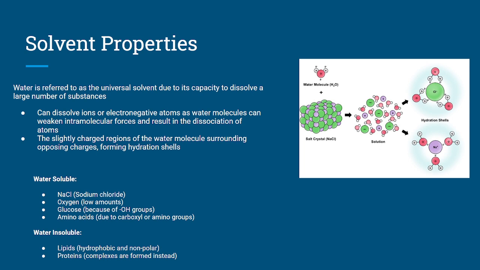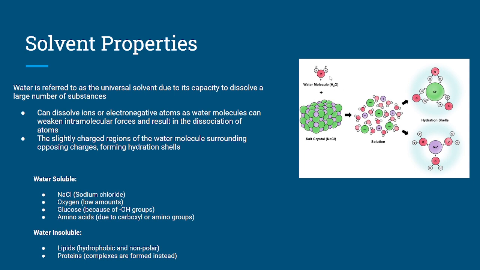of atoms. The slightly charged regions of the water surrounding opposing charges will form hydration shells, as we can see here with the salt crystal, NaCl. NaCl is basically made of two atoms, which consist of the Na+ ion and the Cl- ion.